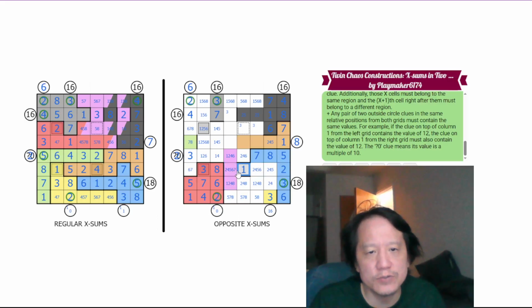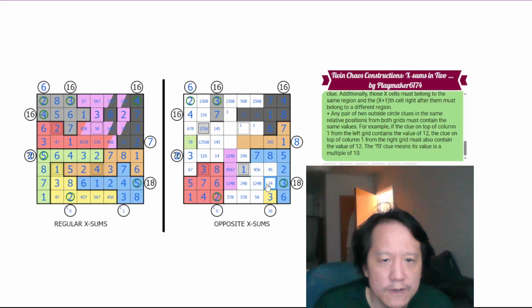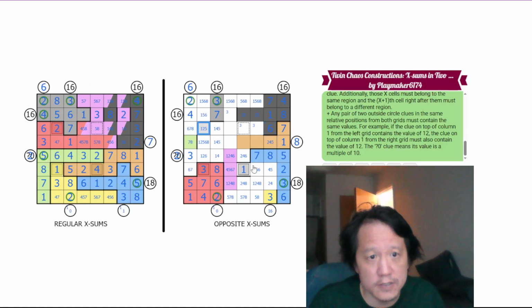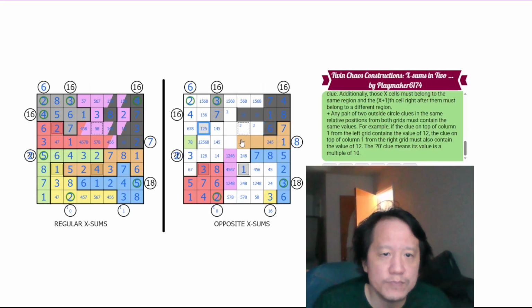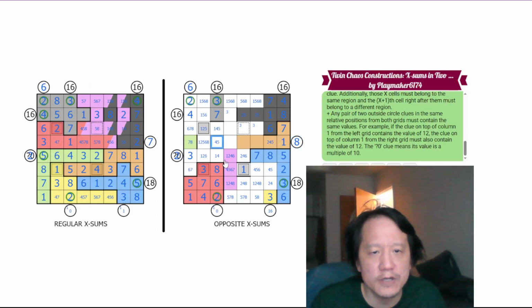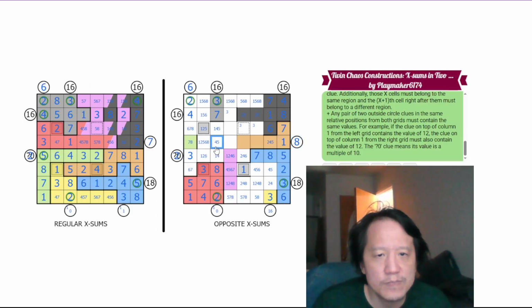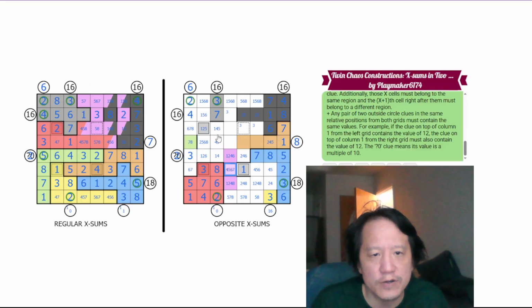2 eliminates 2 in the rest of this row. So no 2 there. 6 eliminates 6 here. 1 eliminates 1 here. So there's no 1 there either.